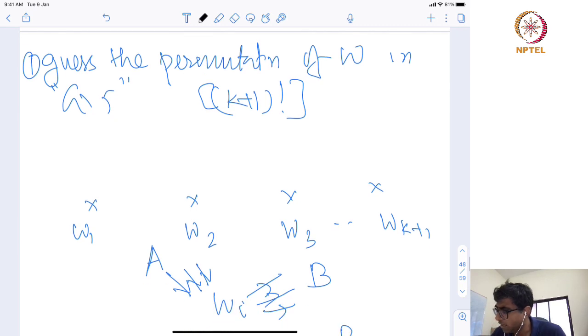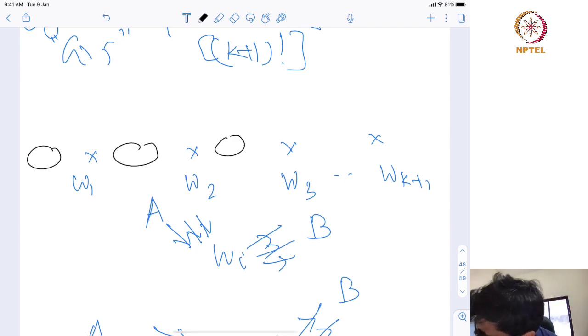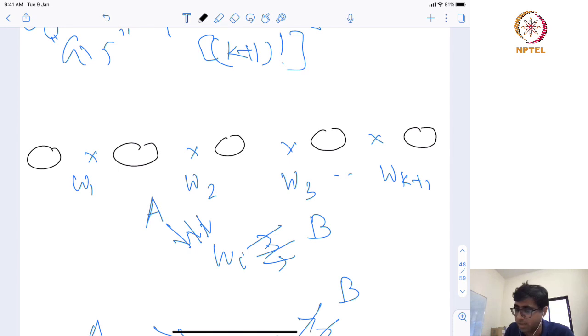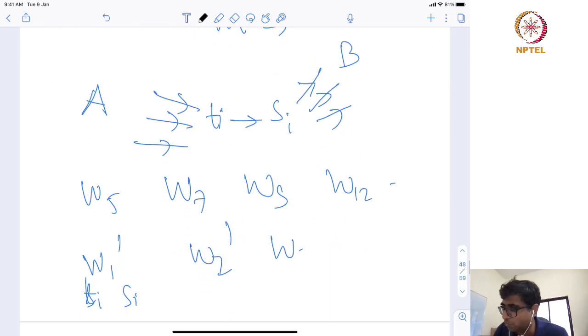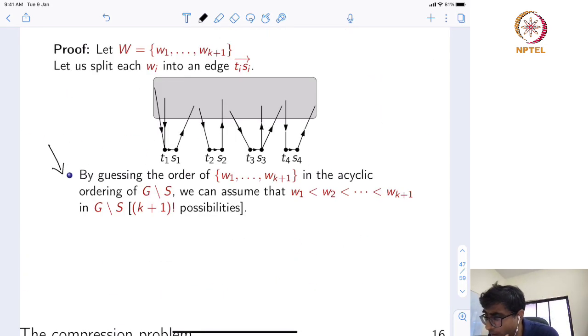Now, once I have achieved this, this is what I have guessed: maybe there are some vertices here, I don't know what these vertices are. The only thing I am guessing is that W1 comes before W2, W3, up to Wk plus 1. If the vertices of W are named W1 to Wk plus 1, it may not be the right permutation, but you can assume that if the permutation is W5, W7, W9, then we pretend W5 is the first vertex, W7 the second vertex, and so on. Once you have done this, you do the following trick of splitting.